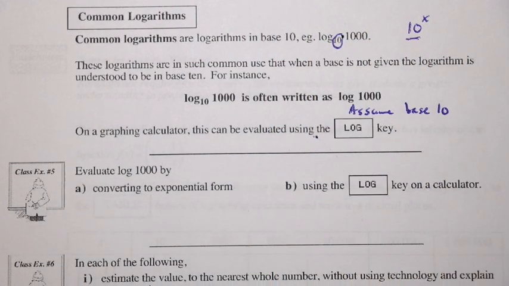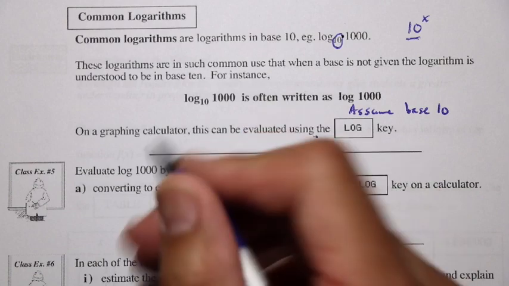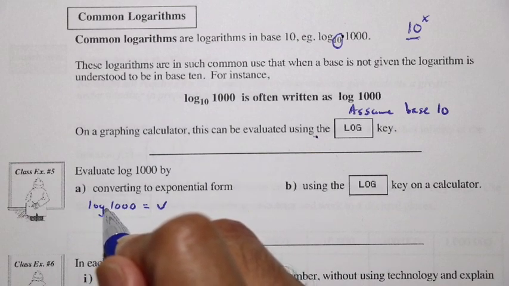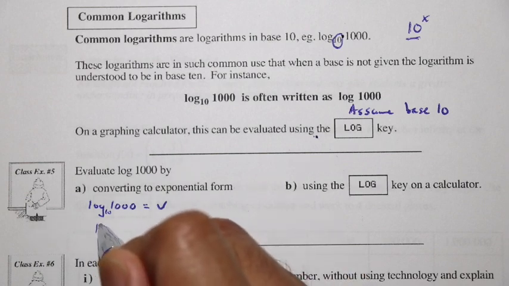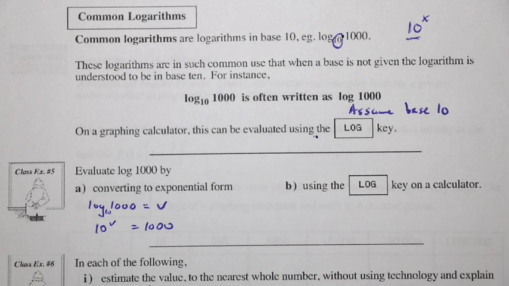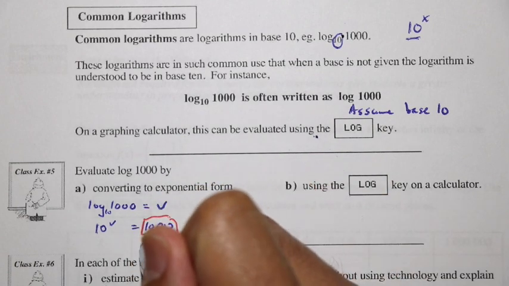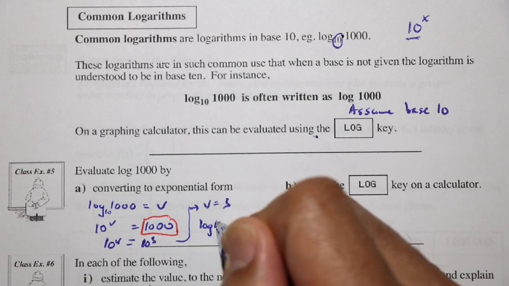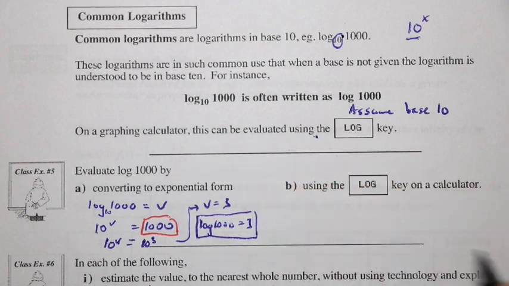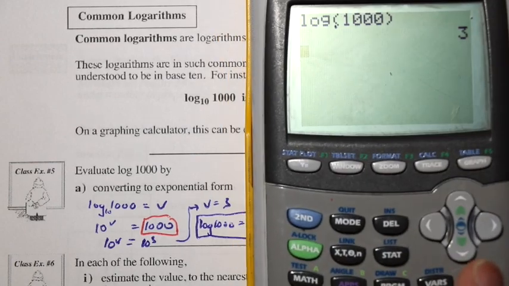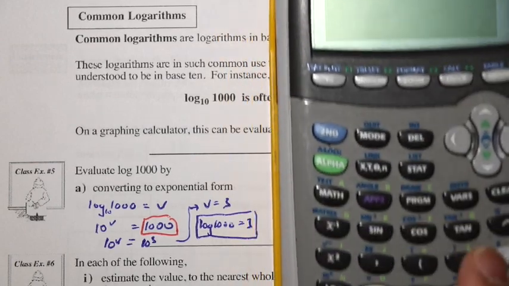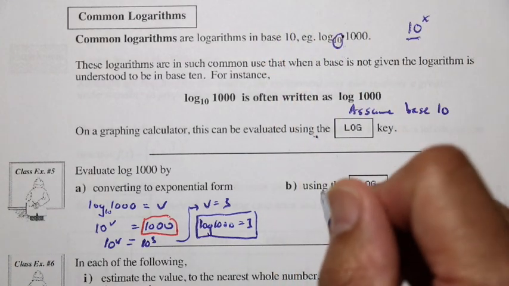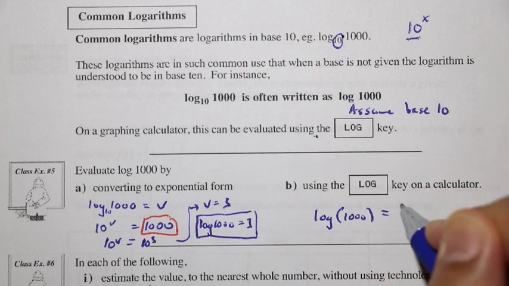So here, in class example 5, we're going to evaluate log of 1,000 by converting to exponential form. We say log of 1,000 is some value which we don't know, and remember the base isn't shown here, so we assume that it's 10. That means exponential form says 10 to the v is equal to 1,000. Changing this to a power with base 10, 10 to the 3 is equal to 10 to the v. So therefore, v is equal to 3, and therefore log of 1,000 is equal to 3. If we use the log key on a calculator, just like I did here, press log, then 1,000, and close the bracket, and we get 3. So log of 1,000 is equal to 3.